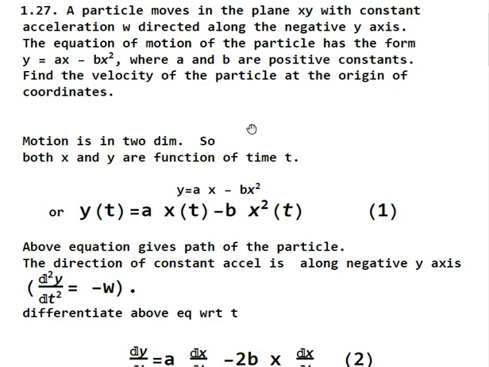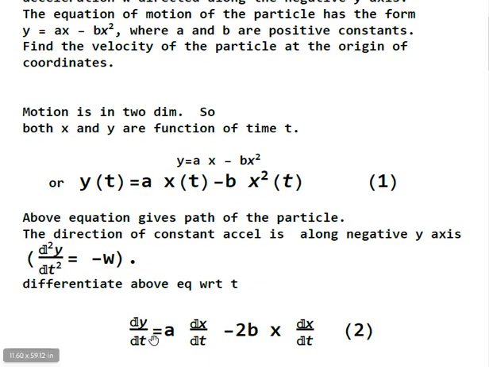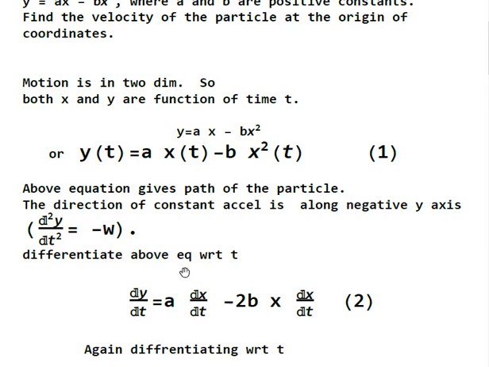Now it is given the direction of the constant acceleration is along negative y-axis, that is d²y/dt², this is the acceleration along y-axis, this is equal to -w. It is given in the problem. Now differentiate this equation 1 again: dy/dt = a dx/dt - 2bx dx/dt. This is the velocity along y-axis; dy/dt gives the velocity along y-axis.